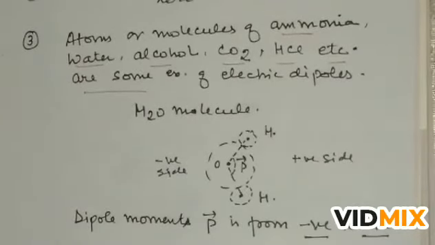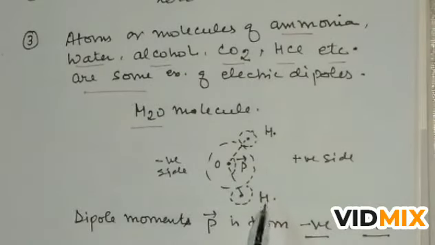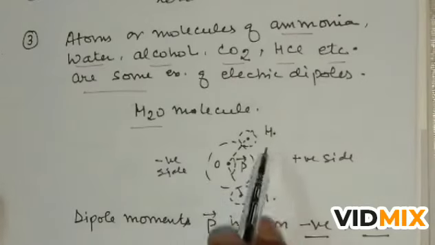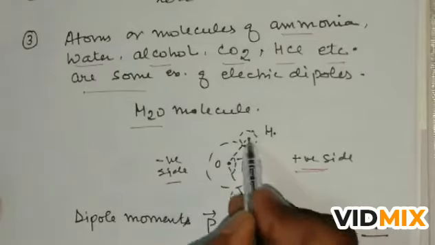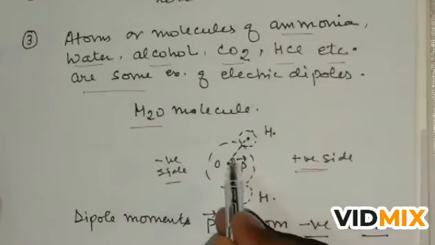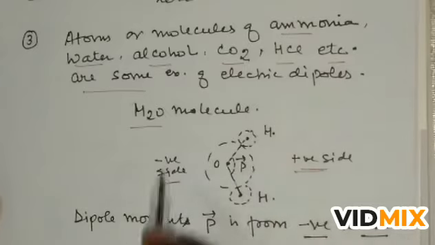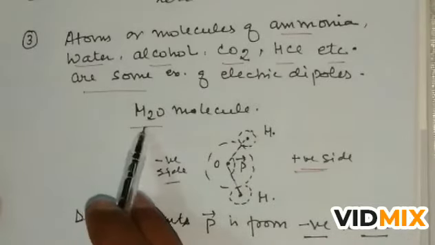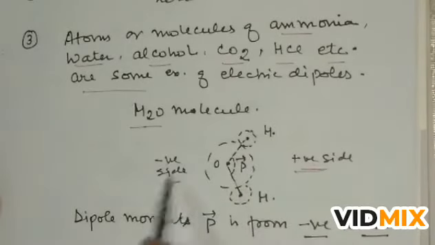Here I made one diagram for the understanding of the water molecule. This is a water molecule, H2O. There are two hydrogens, and this is one oxygen. Since oxygen is negatively charged and hydrogen is positive, this is the positive side and this is the negative side. The nuclei of the hydrogen atoms and the oxygen atom are at this distance. So this is an electric dipole example, the water molecule, and the dipole moment is from the negative side to the positive side. So this is the direction of dipole moment.